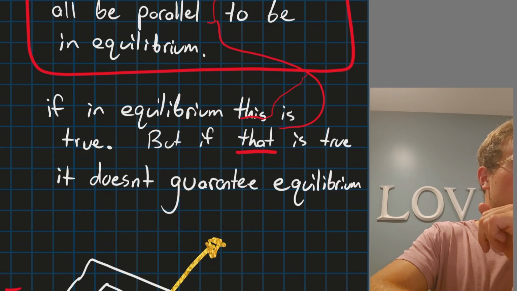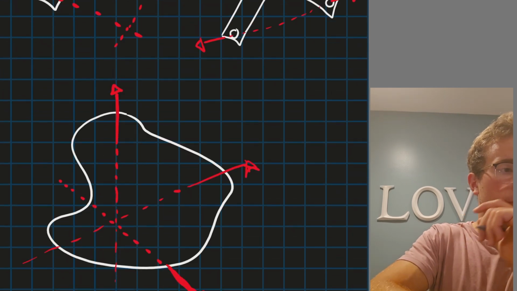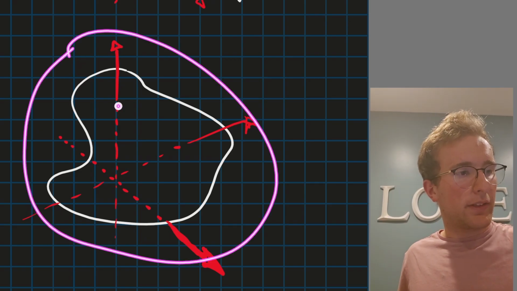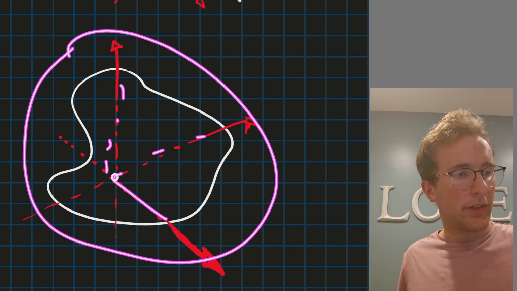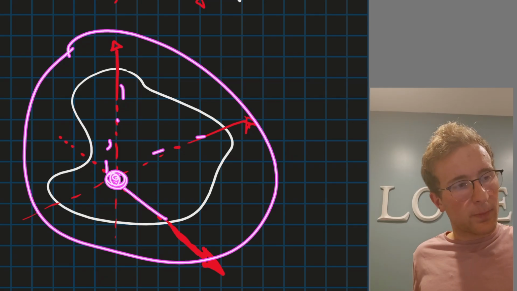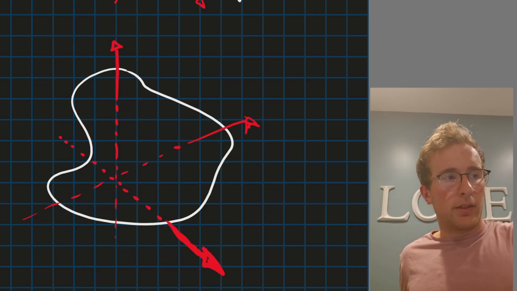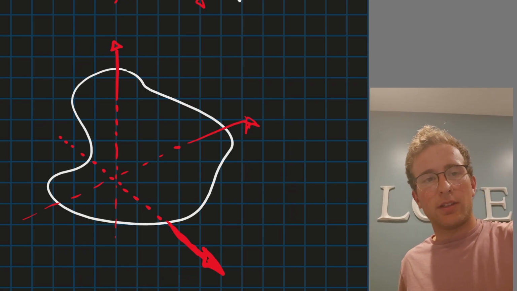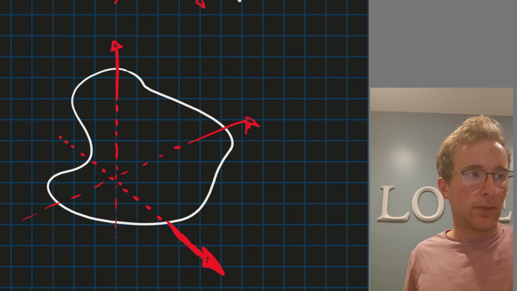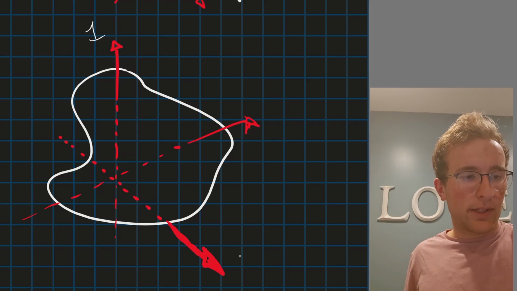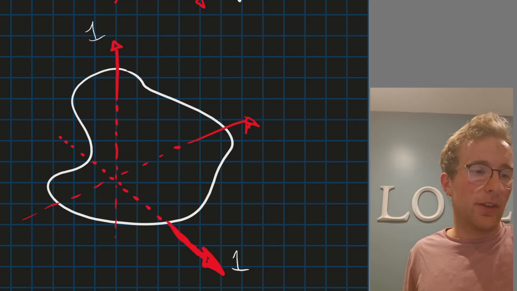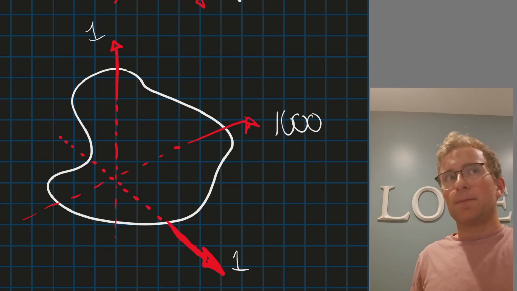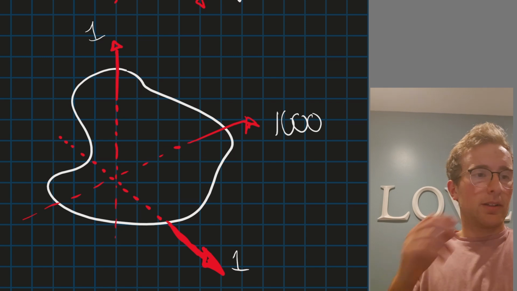Okay. So for example, this is a three-force body because the lines of action intersect at a point here. But this itself does not guarantee equilibrium. It could be, but it does not guarantee it. For example, this is 1 newton magnitude, this is 1, and this one's like 1,000. Clearly the sum of forces isn't 0. Okay.